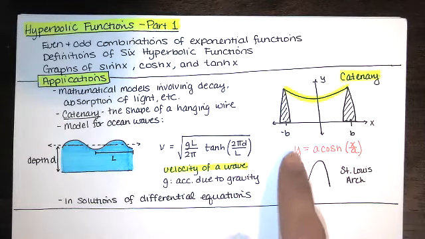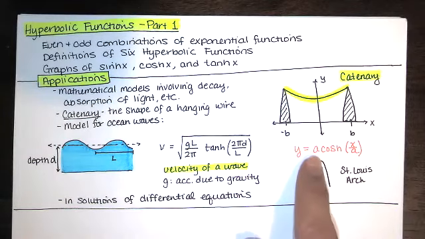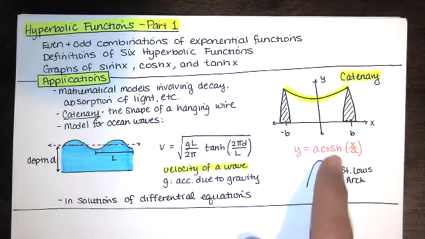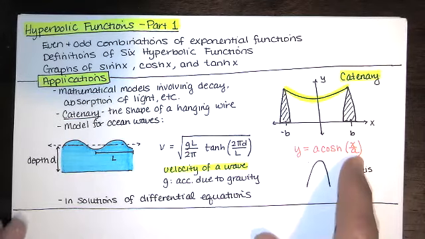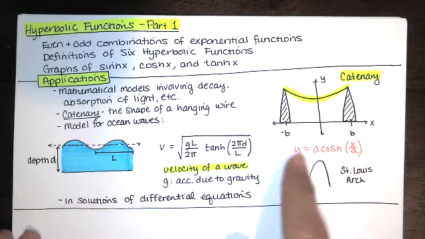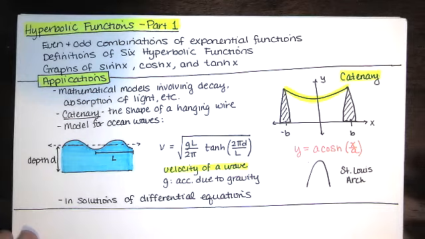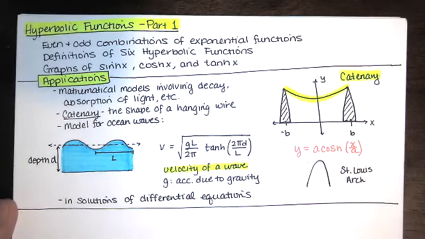The equation for that wire can be written as y equals a constant a times the hyperbolic cosine of x over a. We also have a hyperbolic cosine function that's been shifted. If you've ever driven through St. Louis, Missouri, and you've seen the St. Louis Arch, that is based on a hyperbolic cosine function that has been transformed.